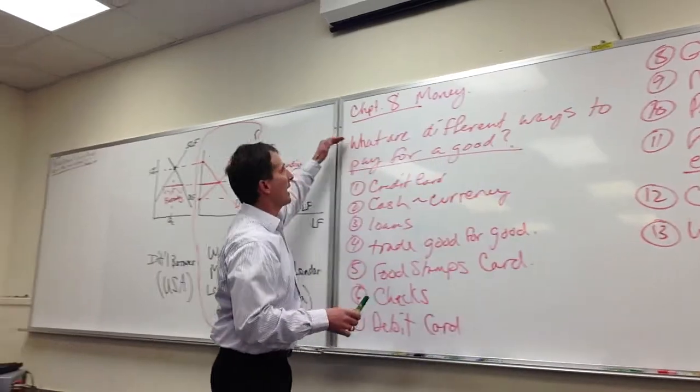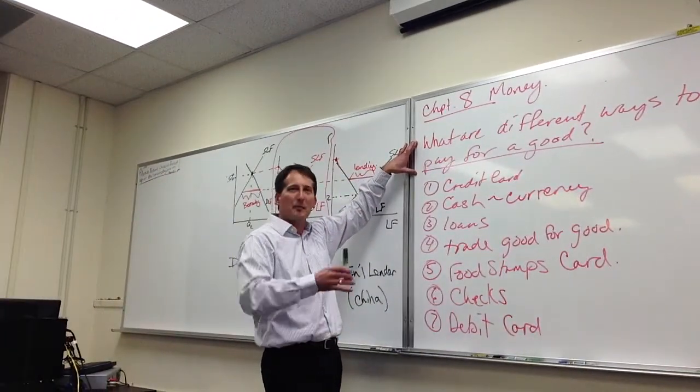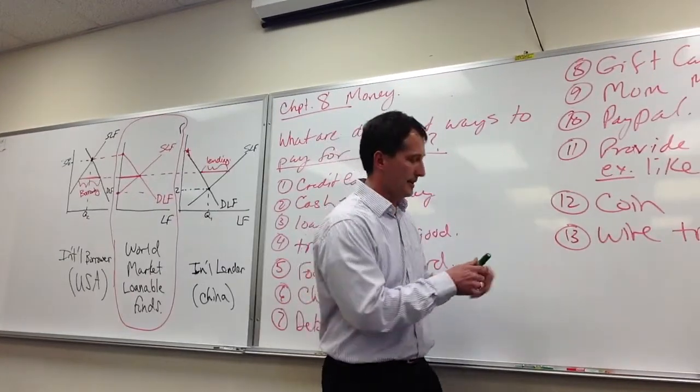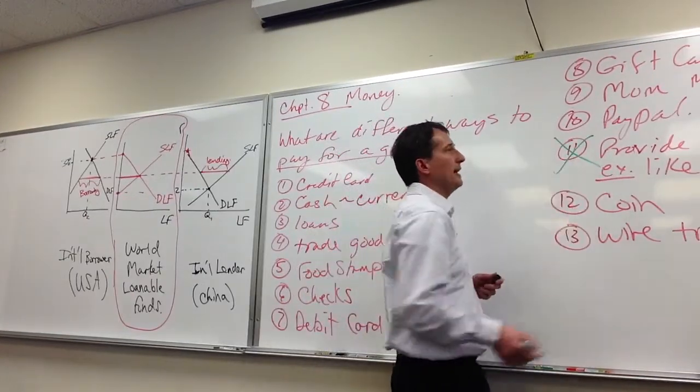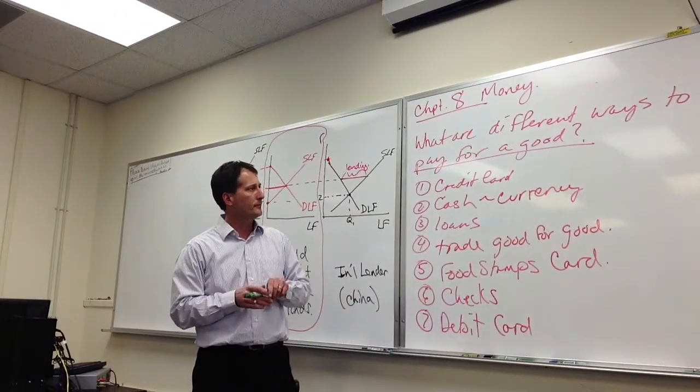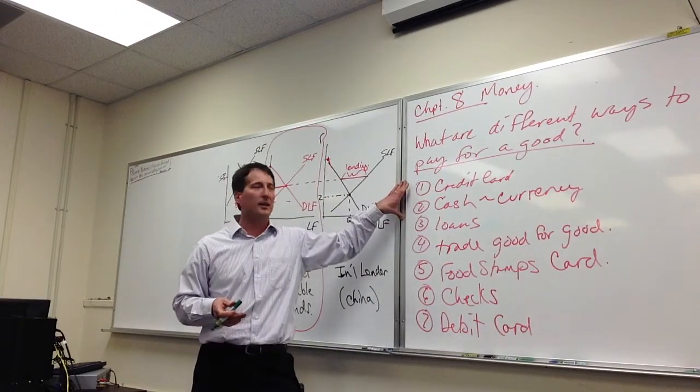So these were ways to make payments. How do we pay for a good? That could be a lot of things, but this would not fall into money. Anything generally acceptable as a means of payment. Okay, what else?